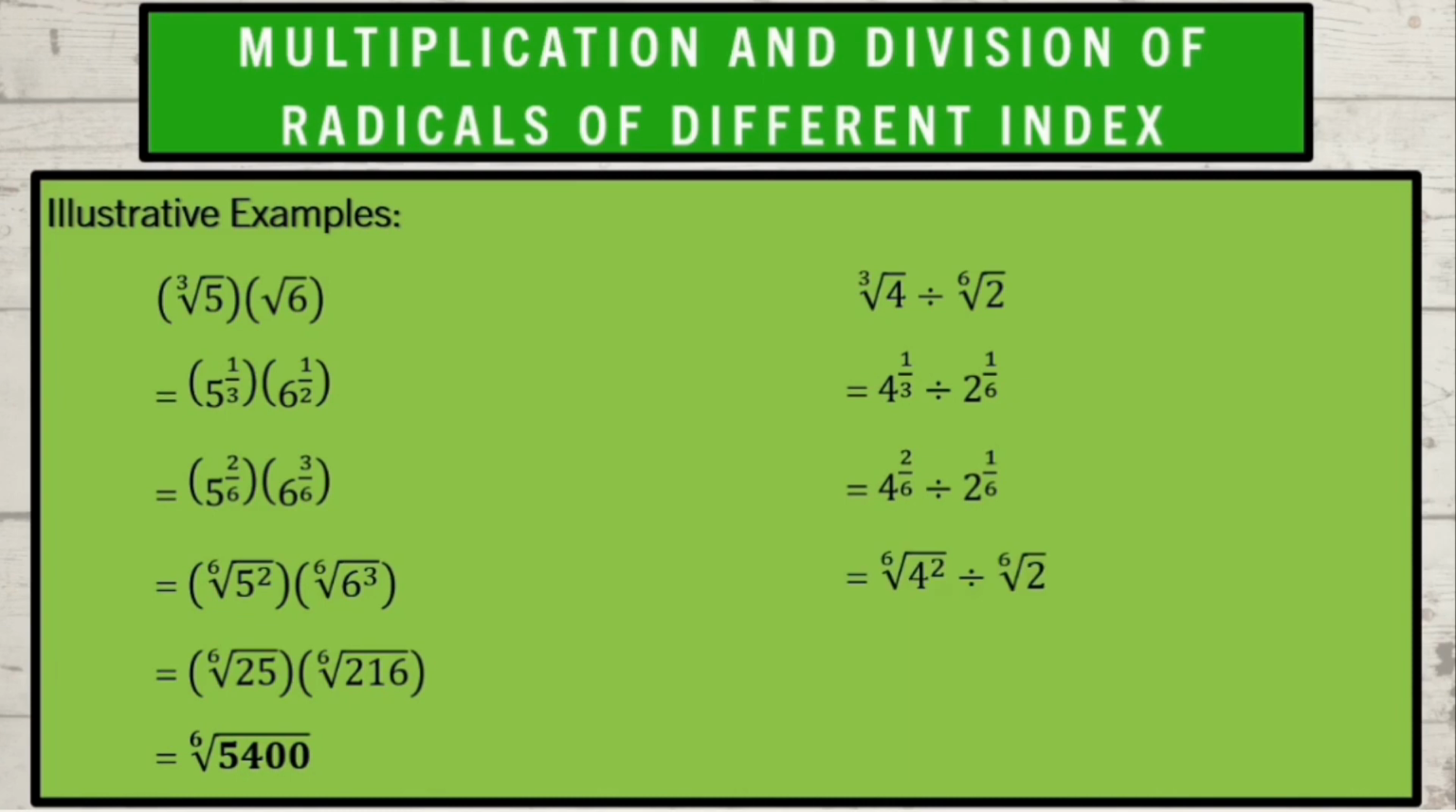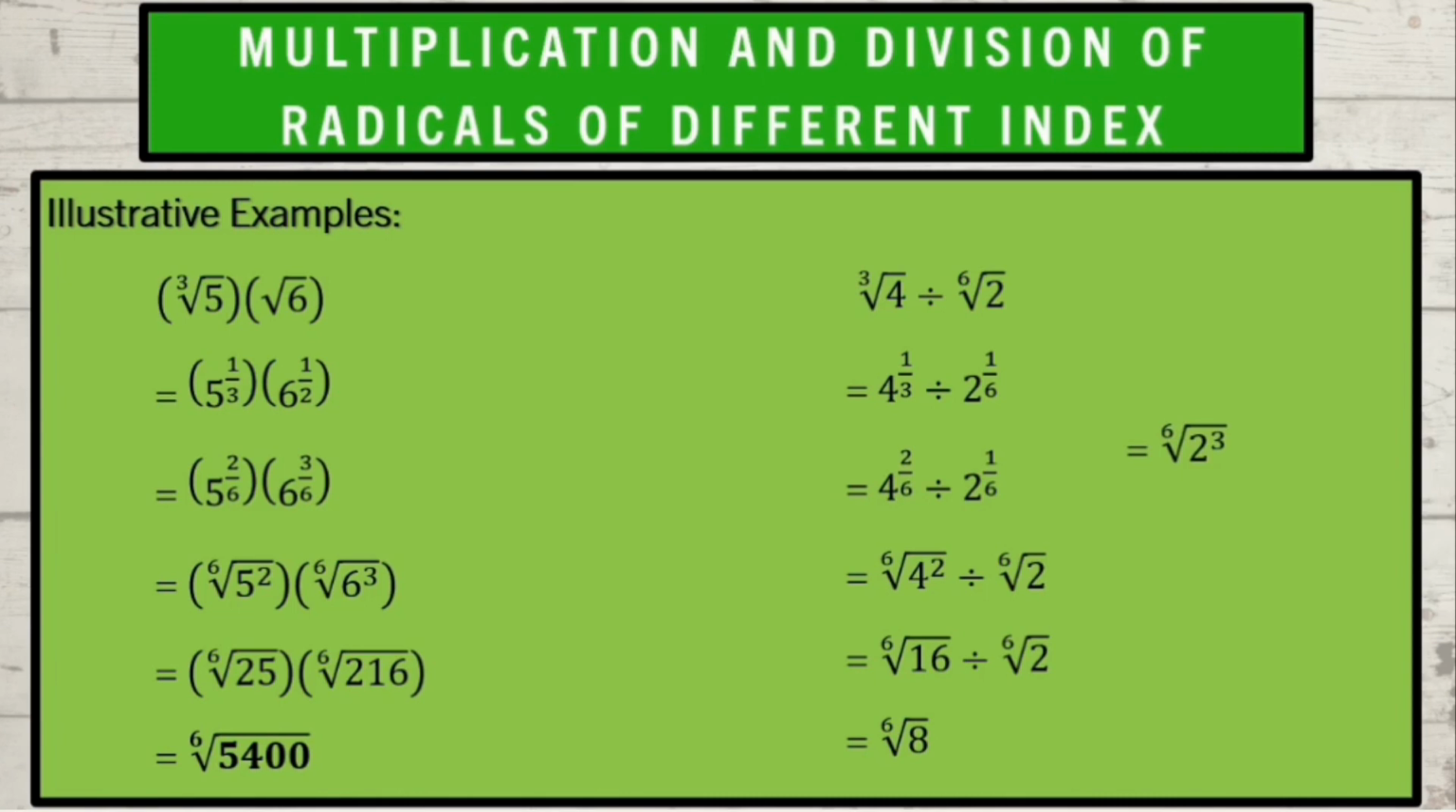Rewrite the equivalent fractional exponent in radical form. We will have 6th root of 4 squared divided by 6th root of 2. To simplify, we will get 6th root of 16 divided by 6th root of 2, which is equal to 6th root of 8. Since 6th root of 8 is not yet in its simplest form, we will transform 8 into 2 cubed, so we will have 6th root of 2 cubed.